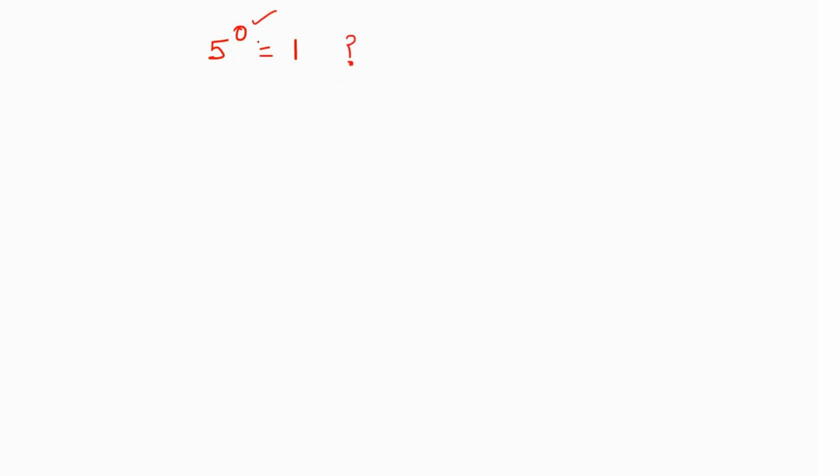When will you get 0? When you subtract a number from itself. Let's suppose 2 minus 2, you get 0. 3 minus 3, you get 0. 4 minus 4, you get 0, and so on. I can consider any number here. Instead of 0, I'm writing 2 minus 2.